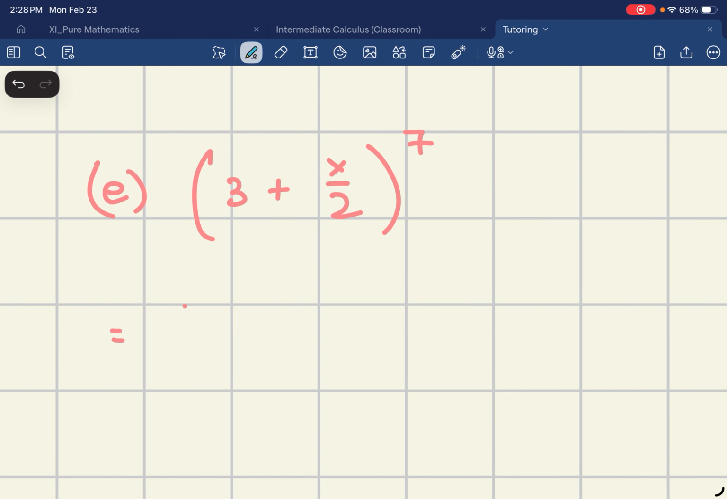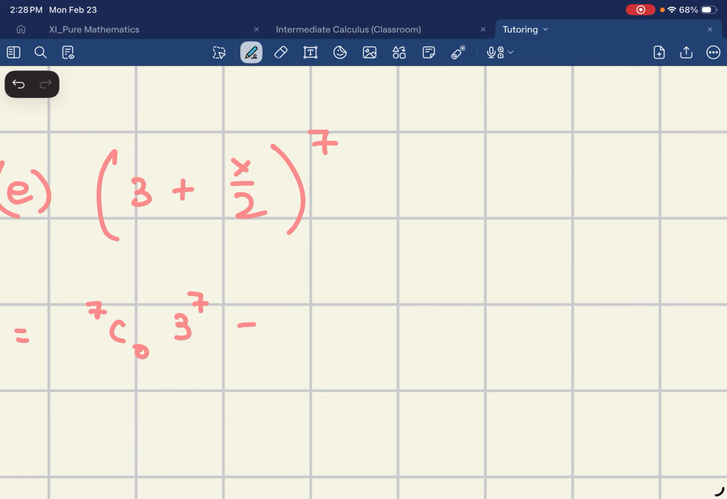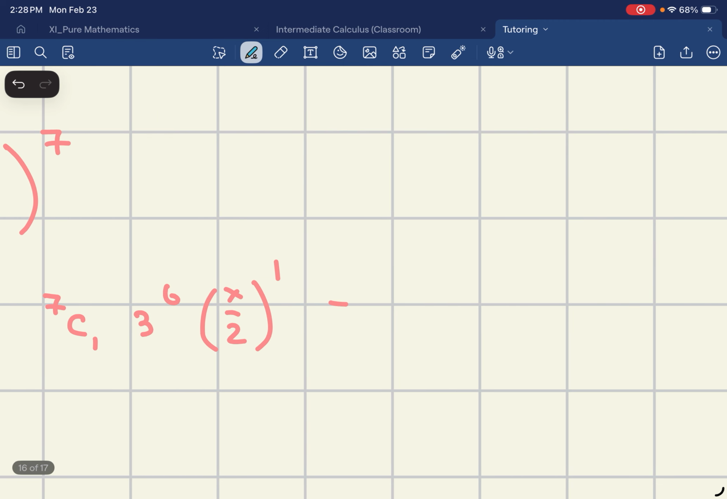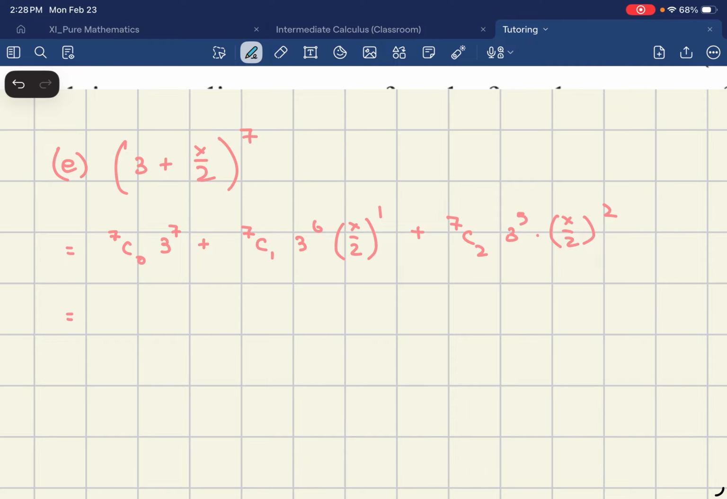So now I have, well, 7 choose 0, 3 to the power 7, and x over 2 to the power 0, that is just 1, right? 7C1, 3 to the power 6, 7 minus 1 is 6, x over 2 to the power 1. And finally, I have 7C2, 3 to the power 5 times x over 2 squared. So that's going to be my first three terms. 7C0 is 1, 3 to the power 7 is 2187. Plus 7C1 is just 7 times 3 to the power of 6, which gives me 5103.